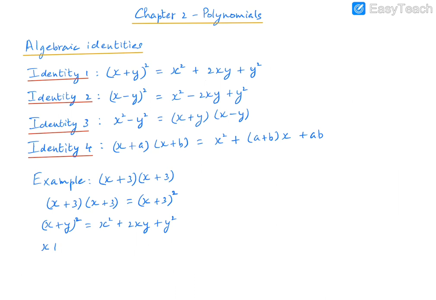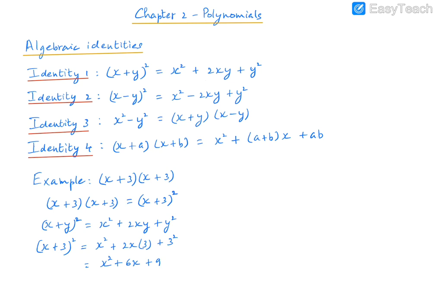So in place of y, we have 3. So x plus 3 the whole square is x square plus 2 into x, in place of y we are going to put 3, plus y square is 3 square. So we will get x square plus 2 into x into 3. 2 into 3 is 6x plus 3 square is 9. So this simplifies to x square plus 6x plus 9.